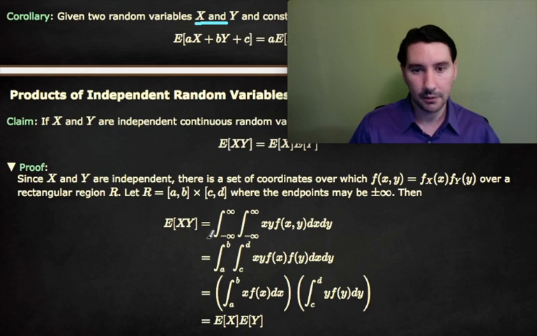So the expected value of XY is the integral from negative infinity to infinity of dx dy of, so the value would be x times y, f of x, y. And here we can split up the integrals using independence. So the inner integral is over dx, so we'll pull out the x and the f of x into one integral, x f of x dx, and the integral over y is y f of y dy, so we can pull that out into a separate integral. And the integral of x f of x dx gives us E of X, and the integral of y f of y dy gives us E of Y.